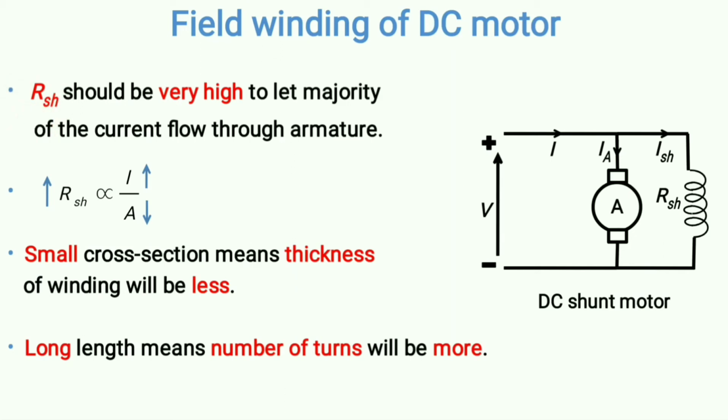Now let's come to DC series motor. As you can see here, the field winding is connected in series with the armature, that is why it is called DC series motor, and here all the currents are the same. The supply current is the same as the armature current, and it is also the same as the series field current ISE. SE means series, and RSE is nothing but the series winding resistance.